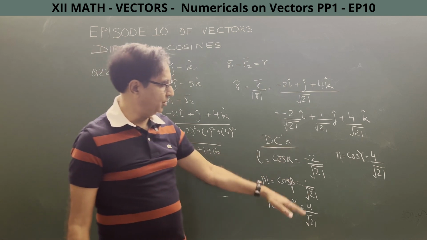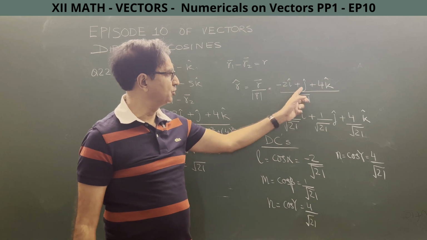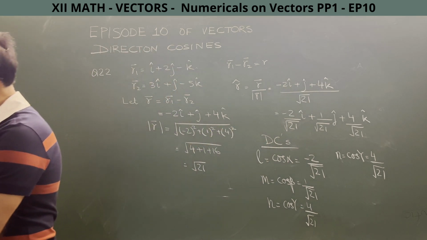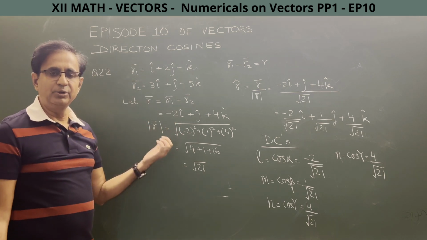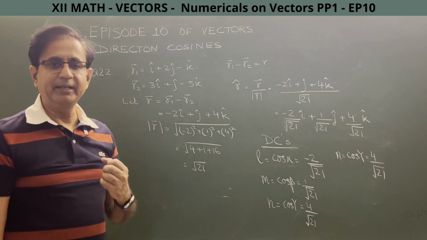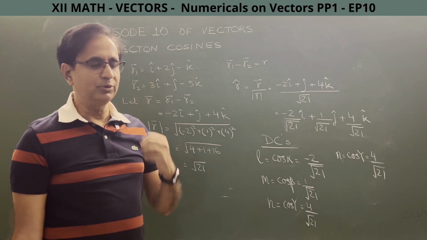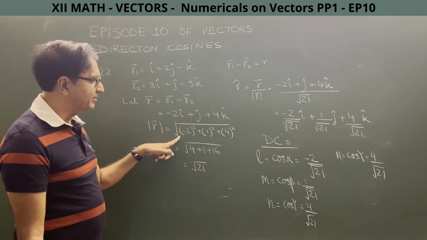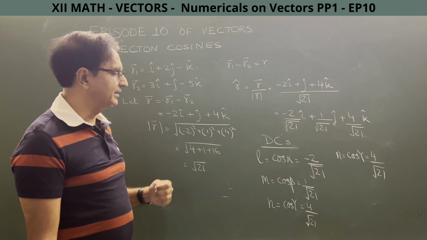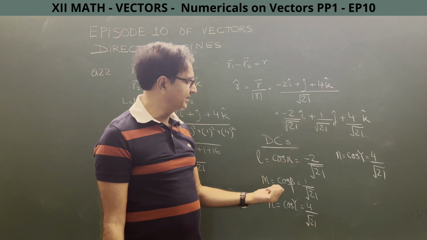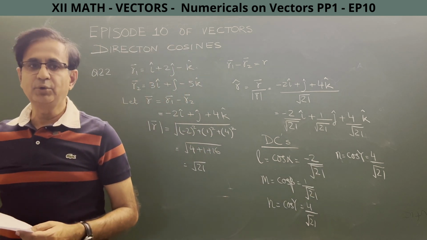And if you take the ratios of DCs, you will get DRs, that will be minus 2 is to 1 is to 4, the coefficients of i, j and k. So, I am hopeful that this question is clear to you. Now you know that every vector expressed in terms of i, j, k obviously has a magnitude as well as direction associated with it. Magnitude also you know how to find. This is how we found the magnitude, and direction ratios also now you know how to find. And from the direction ratios you can find the direction angle. What will be the angle which the vector makes with the x axis? Alpha. Cos inverse in the bracket you write minus 2 by root 21.